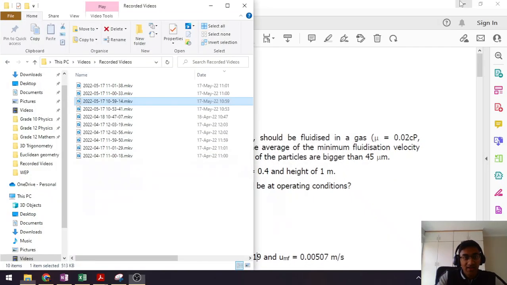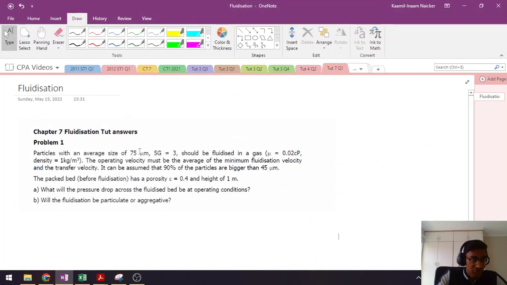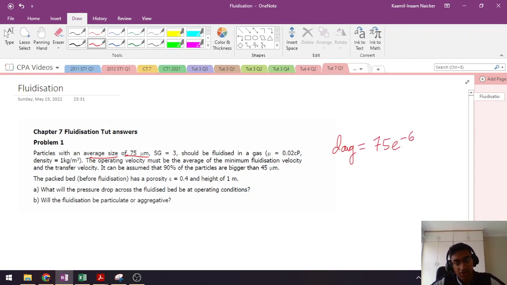All right, let's have a look at tutorial 7, question 1, and this is dealing with fluidization. The first thing they say is that particles have an average size of 75 microns. So I'll write it on the side here, and we can enter all of this into Excel later on. 75 times 10 to the minus 6 meters.